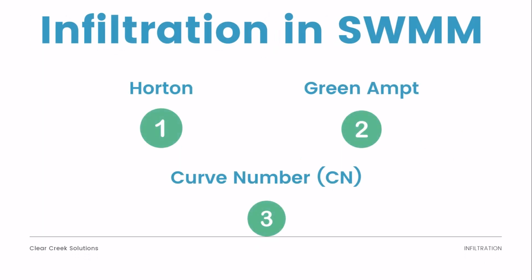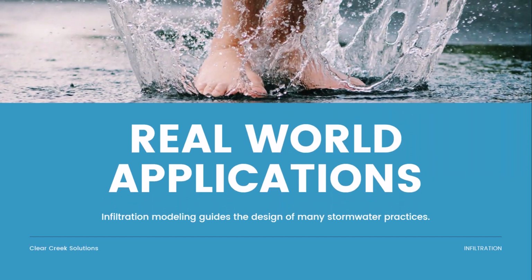So EPA-SWMM allows engineers to choose Horton, Green-Ampt, or curve number methods depending on the project and available data. Each method influences hydrograph shape, peak flows, and overall water balance. For critical projects, calibration against observed field data is actually recommended. So let's talk about the real-world applications of infiltration.